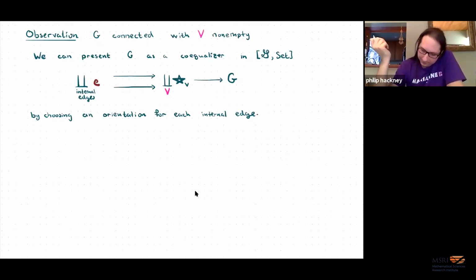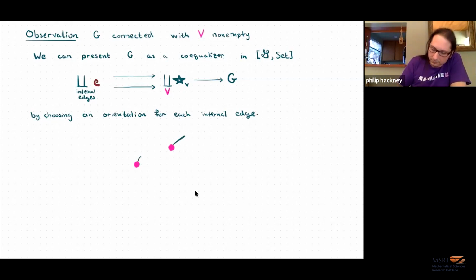I mean, maybe there's multiple ways to do this. Anytime I choose an orientation for each internal edge, then that will tell me a decomposition like this. So as an example, I'm only choosing orientations here.